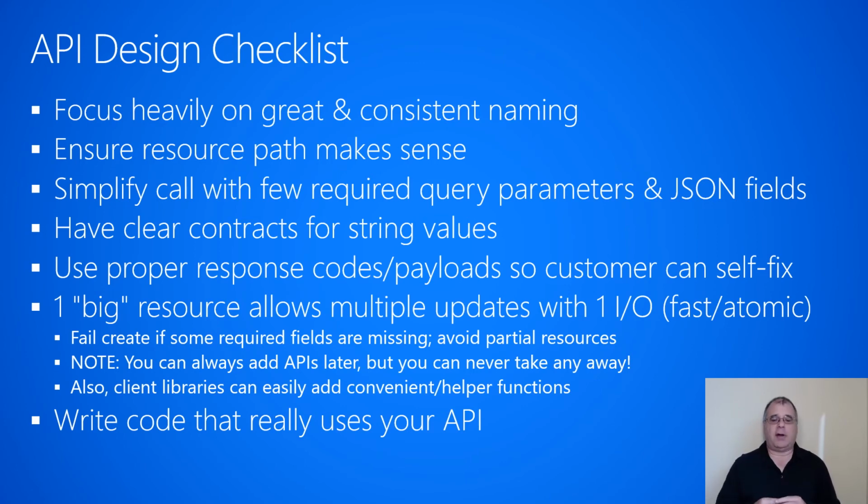Have clear contracts for any string values that you pass back and forth across the wire. I've said this numerous times now. Use proper response codes and payloads so the customer can self-diagnose a problem and fix it on their own so that they don't have to get customer support involved. This is really critical. Customers write code, for some reason it doesn't work. They would like to be able to fix it themselves and be back up and running in 5 minutes maybe.